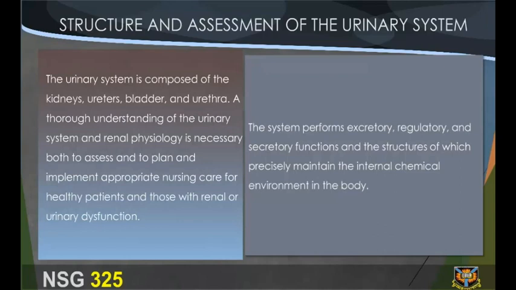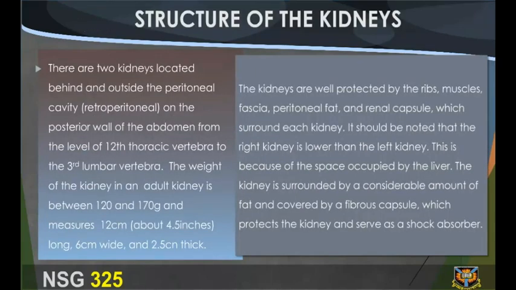Structure and assessment of the urinary system. The urinary system is composed of the kidneys, ureters, bladder, and urethra. A thorough understanding of the urinary system and renal physiology is necessary, both to assess and to plan and implement appropriate nursing care for healthy patients and those with renal or urinary dysfunction. The system performs excretory, regulatory, and secretory functions, and its structures precisely maintain the internal chemical environment in the body.